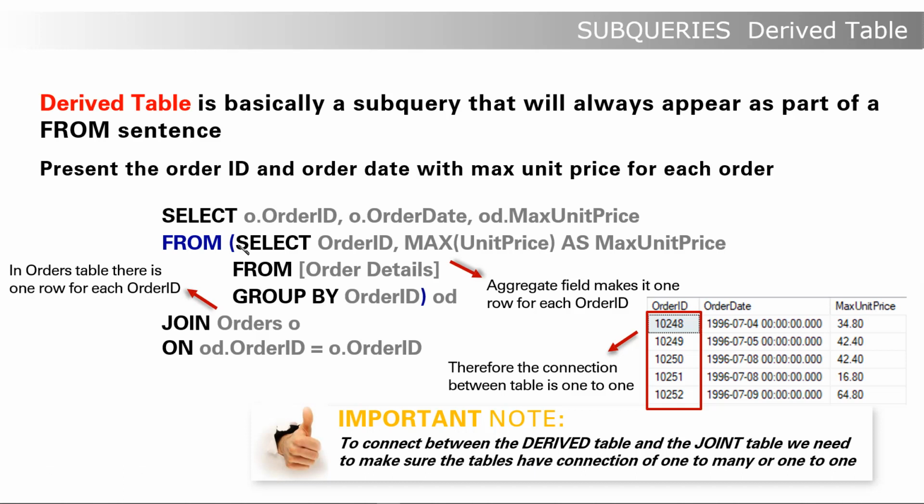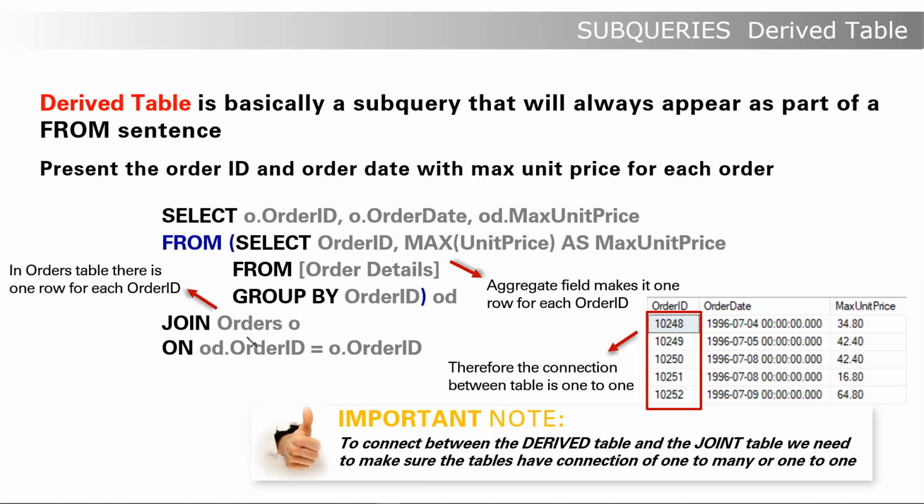So we see that the order ID is a column from the orders table. The order date is a column from the orders table. And we need from the order details the max unit price for each order ID. Now, we will create the derived table with the aggregated field, as one row for each order ID.